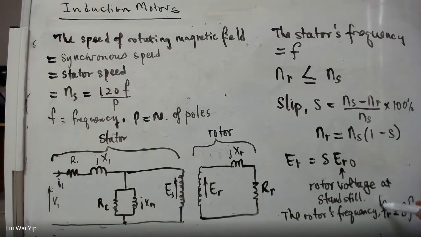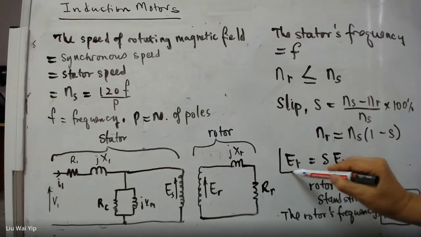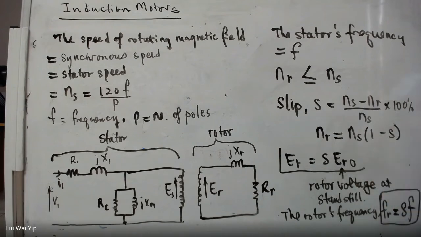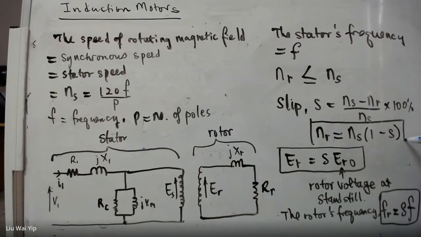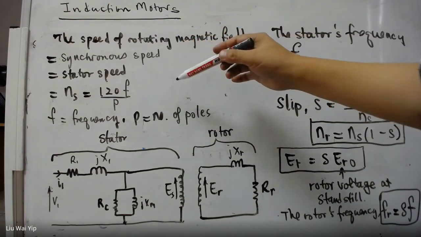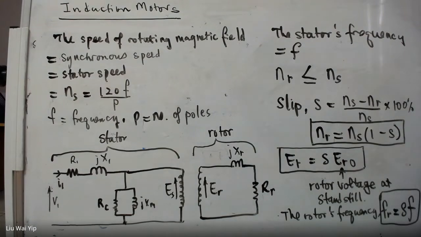So we have a few formulas here. The rotor frequency is SF. The rotor voltage is S times ER0, where ER0 stands for the voltage at standstill. And we also have the speed of the rotor. The speed of the rotor can be expressed as a function of the speed of the rotating magnetic field, as well as the slip. Okay?